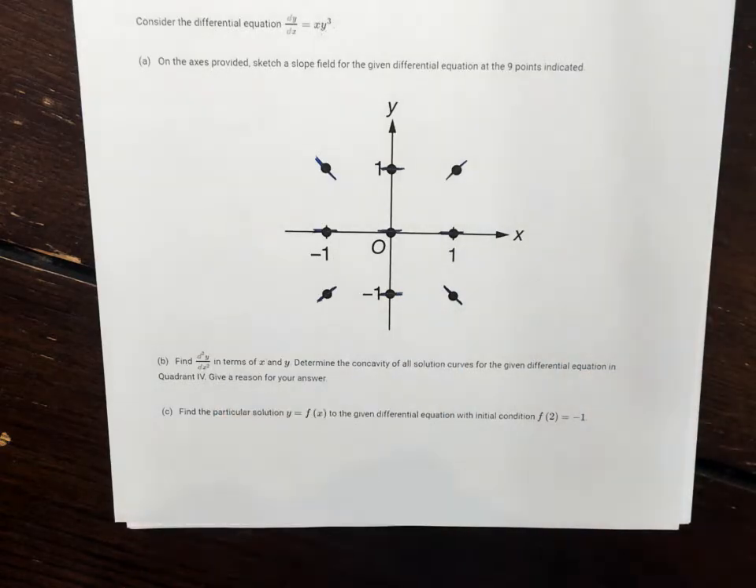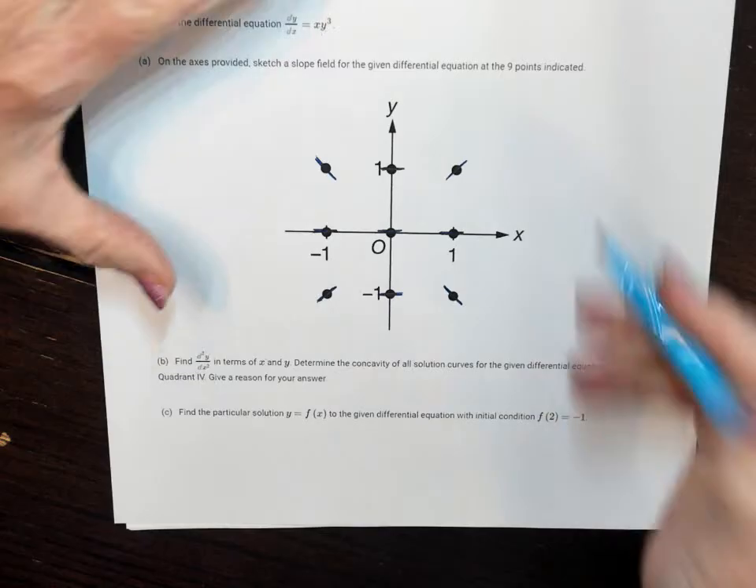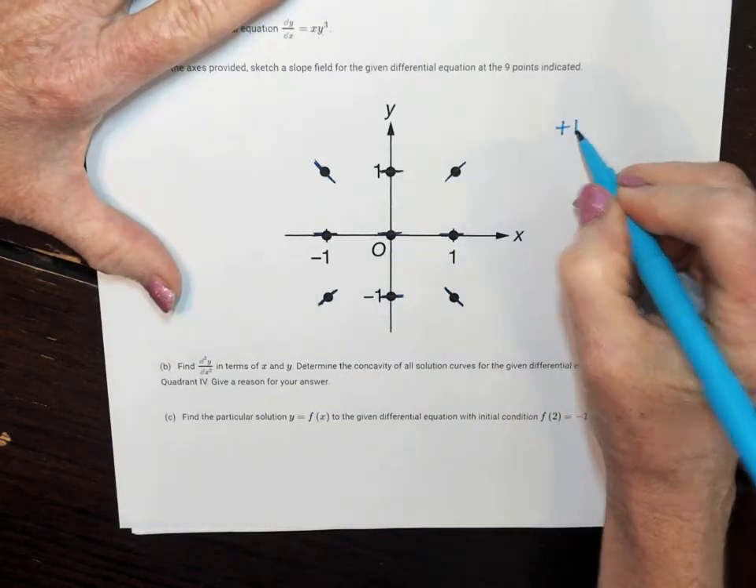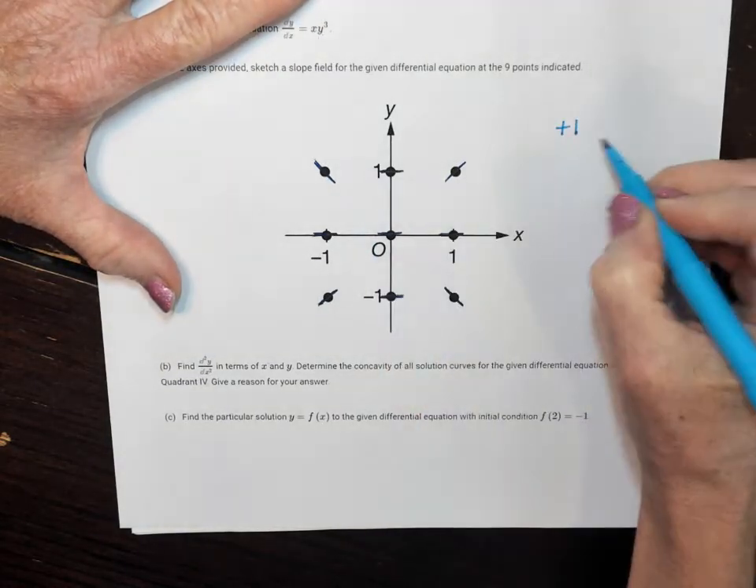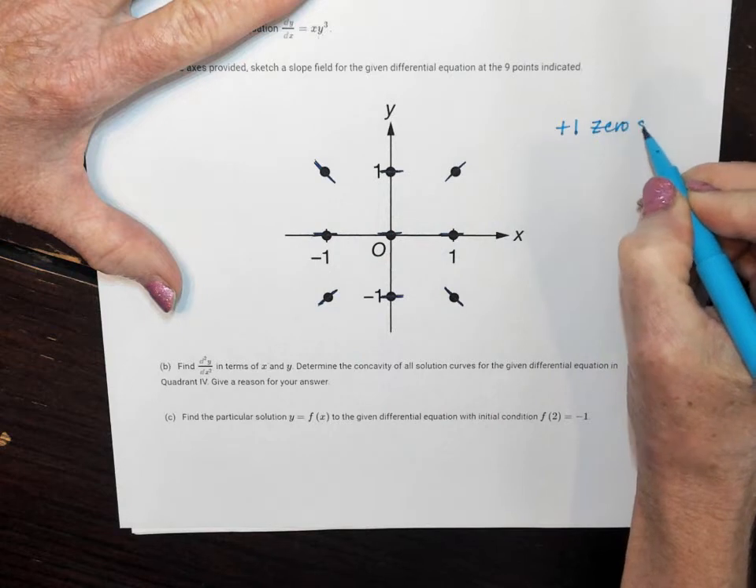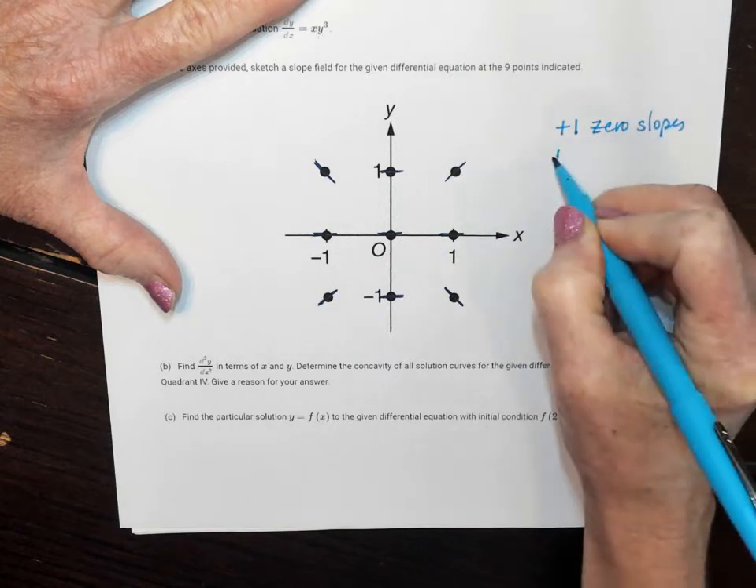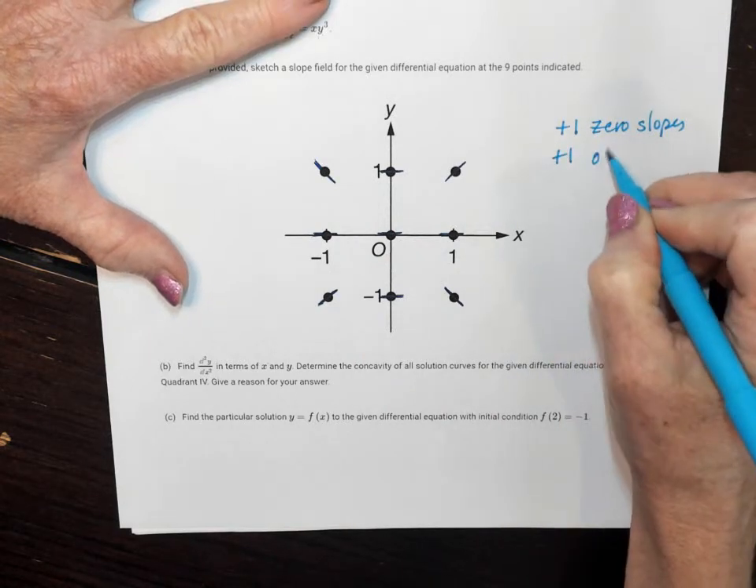Okay, point values for this problem: it was worth 2 points. You got +1 for all of the 0 slopes, and you get +1 for the other slopes.